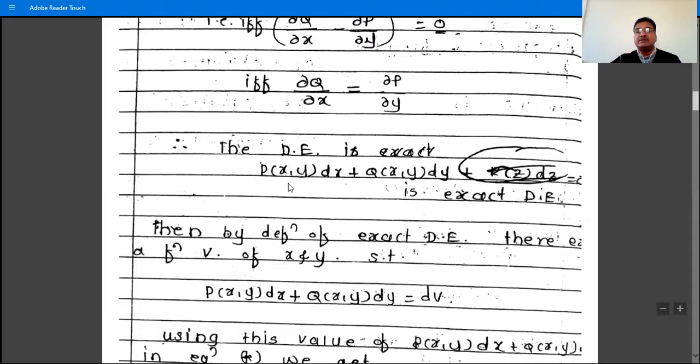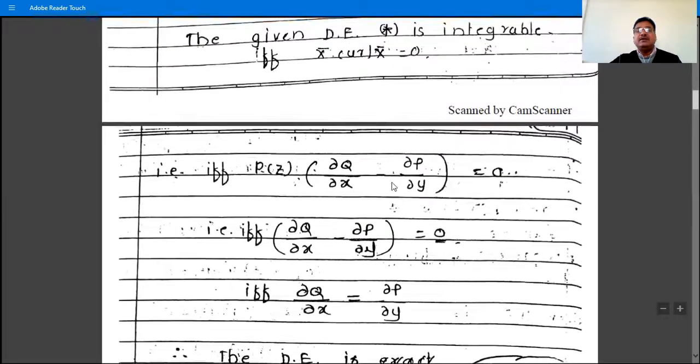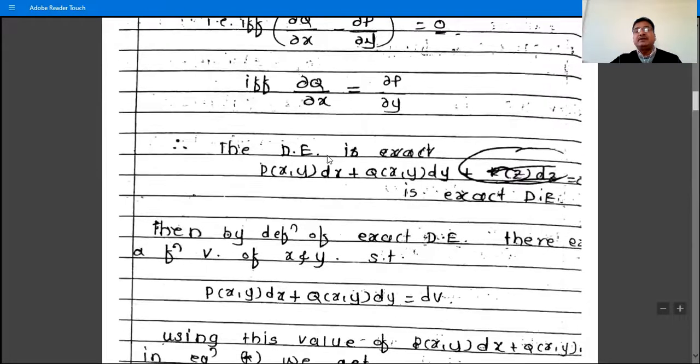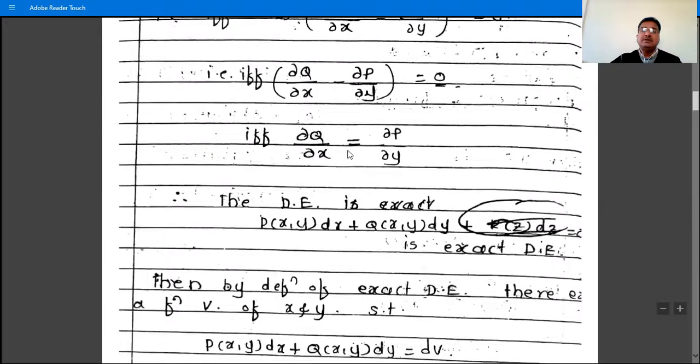When it is an exact differential equation, the derivative of the coefficient of dx with respect to y, that is ∂p/∂y, and the derivative of the coefficient of dy, that is ∂q/∂x, are both the same, then the given differential equation is exact. When the given equation star is integrable, the equation pxy dx plus qxy dy is equal to 0 is an exact differential equation, because we have this condition.